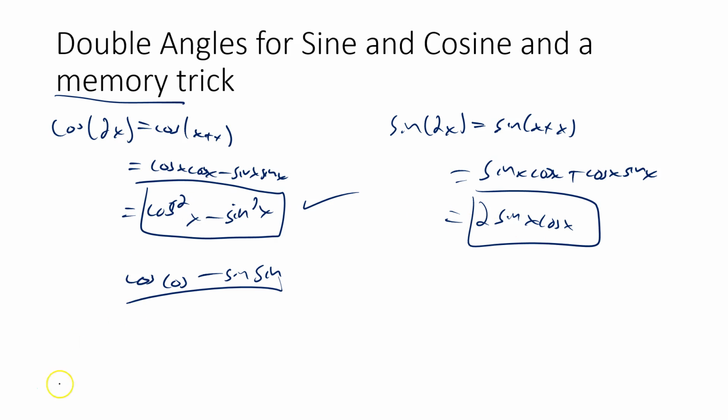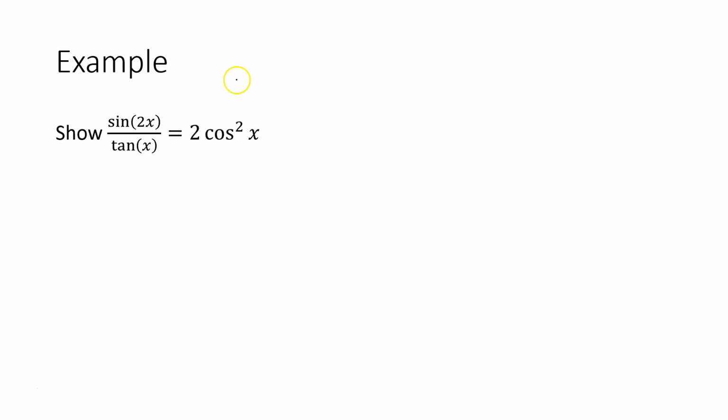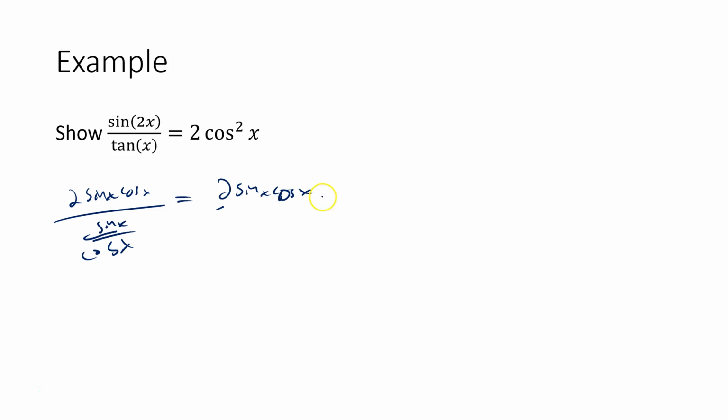Before I get into more interesting things about cosine, we're going to do an example with sine of 2x. We're going to show that sine of 2x over tan x is 2 cosine squared x. Well, sine of 2x, the only thing we have for that is 2 sine x cosine x. We're going to divide by tan x, which is sine x over cosine x. Now if we do a little bit of multiplying, we have 2 sine x cosine x multiplied by cosine x over sine x. Sines go away, and we have 2 cosine squared x. Cool. Not too bad.